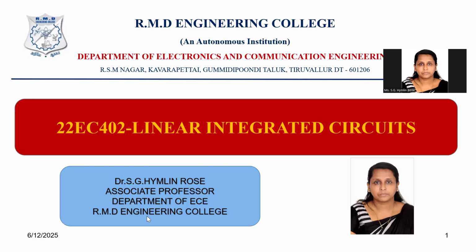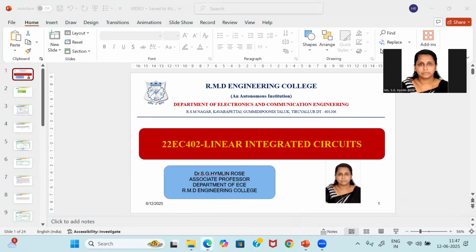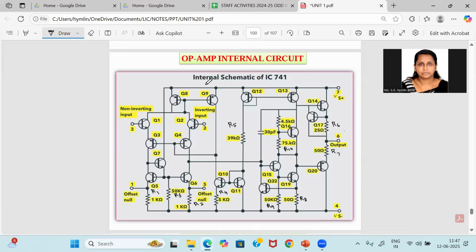Good day to all. Today we will discuss the internal circuit of an operational amplifier, in the subject Linear Integrated Circuits. This is the schematic structure of the internal structure of an operational amplifier. It normally consists of three stages, along with the bias circuit.